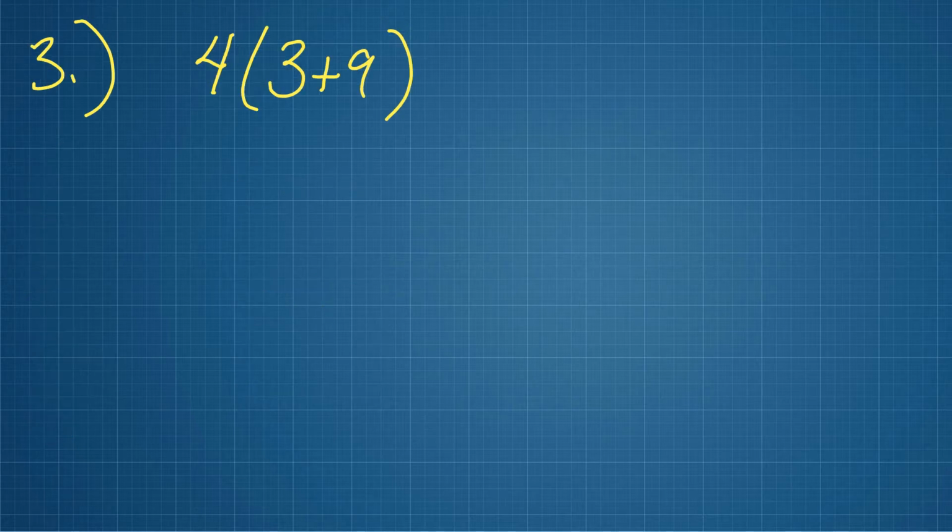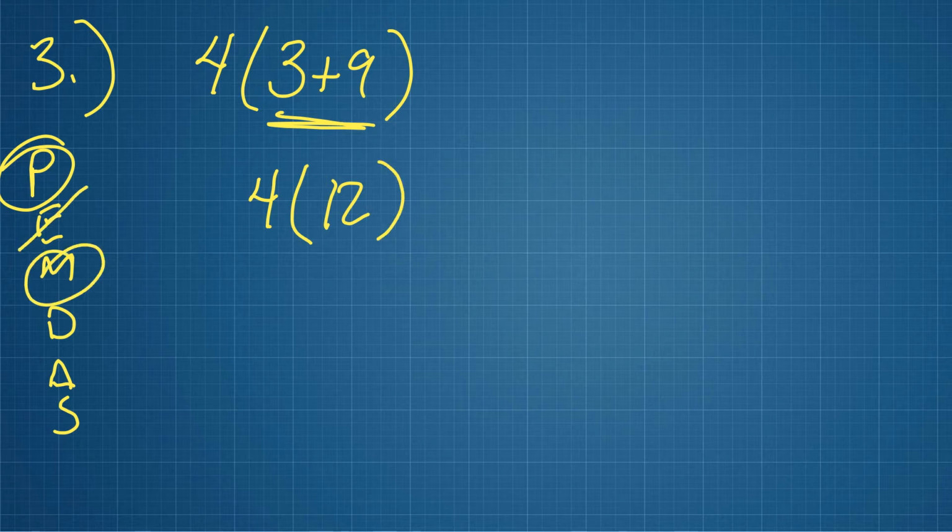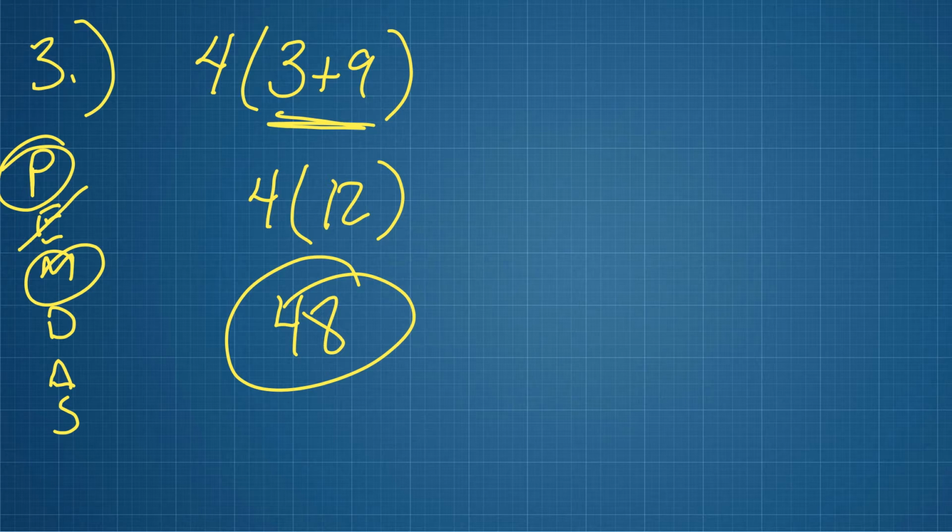Alright, number 3, you could use the distributive property, but I'm just going to use PEMDAS. I see the parentheses, so I do 3 plus 9 first. That's why I have 4 times 12. There's no exponent. That's multiplication. 4 times 12 is 48. I'm done. Pretty simple.